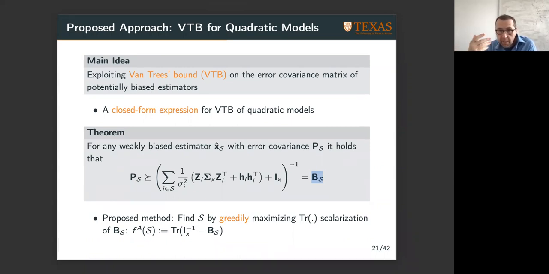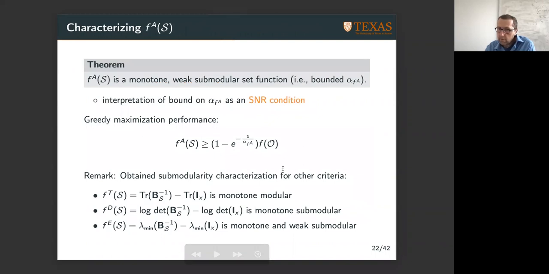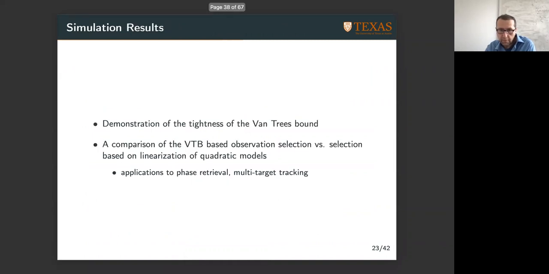Here we're minimizing essentially the Ventures bound. And what allowed us to do that efficiently is an observation that this objective function is in fact weak submodular. The function, the objective that I just mentioned and formulated.